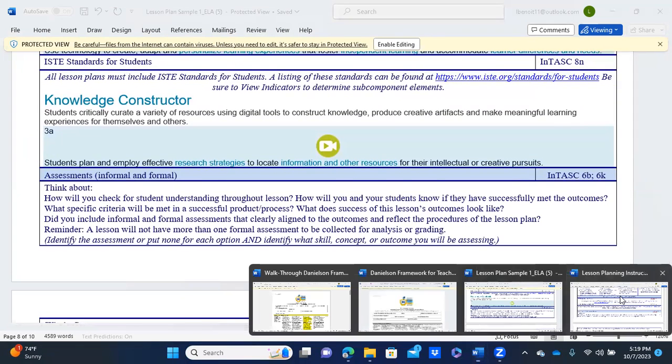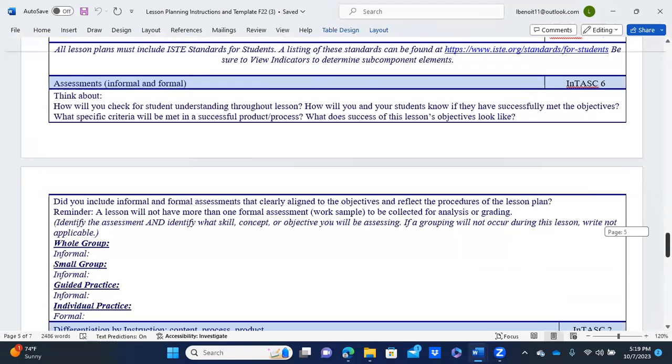The next portion of the lesson plan template is the assessments. So we want to consider, how will we check for student understanding throughout the lesson? How will you and your students know if they have successfully met the objectives? What specific criteria will be met in a successful product or process? What does success of this lesson's objectives look like? Did you include informal and formal assessments that clearly align to the objectives and reflect the procedures of the lesson plan?